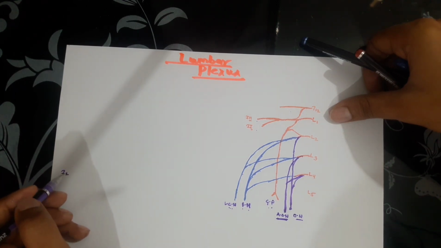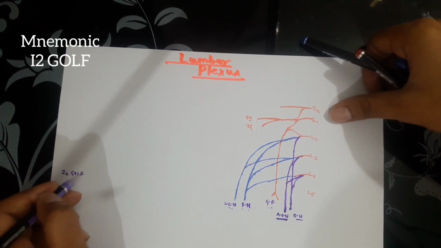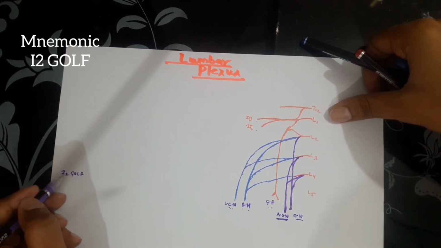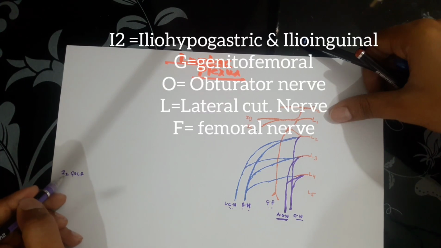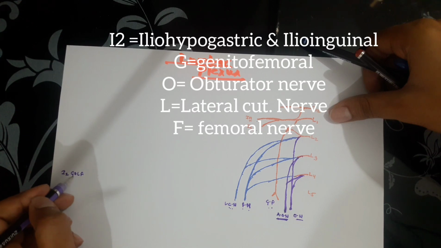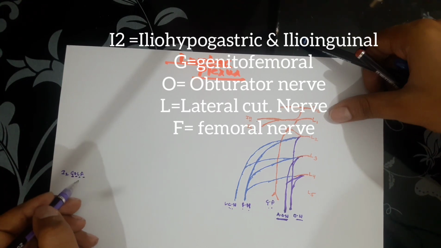Which one is the most popular mnemonic? I2 GOLF. So here we can see the 6 branches. I2 stands for the iliohypogastric and ilioinguinal, G stands for the genitofemoral, O stands for the obturator nerve, L stands for the lateral cutaneous nerve, and F stands for the femoral nerve.